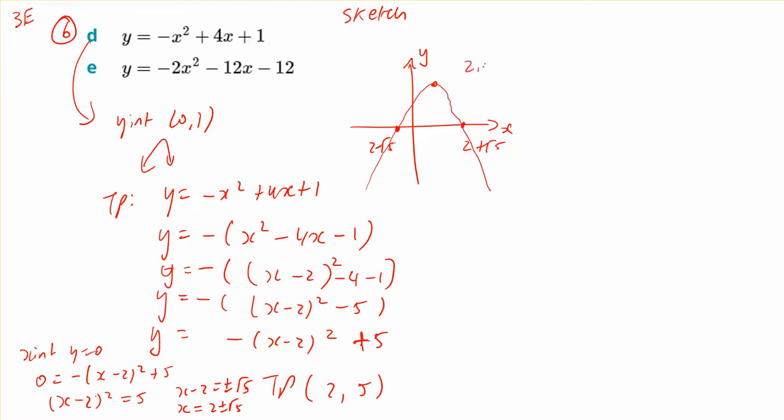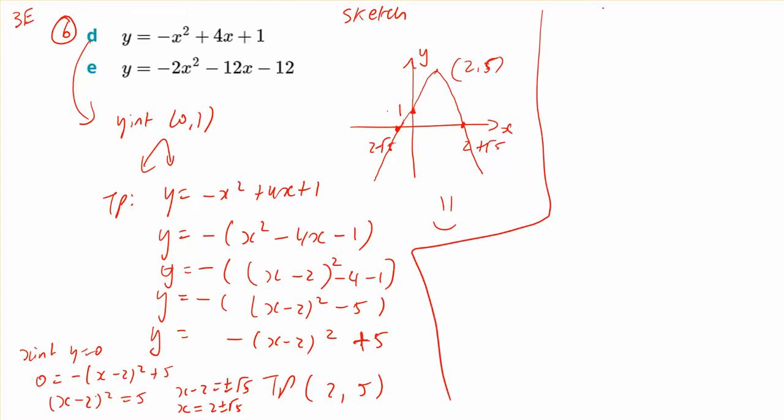(2, 5), and my y-intercept is at (0, 1), which is great. Okay, there's a slight problem with my graph. It's not very symmetrical, but proportional. So make sure whatever you have there is actually proportional. So I'm going to make it a bit higher. (2, 5), and that's 1 there. So I've got my x-intercepts, I've got my y-intercept, and I've got my turning point. So we're happy there.